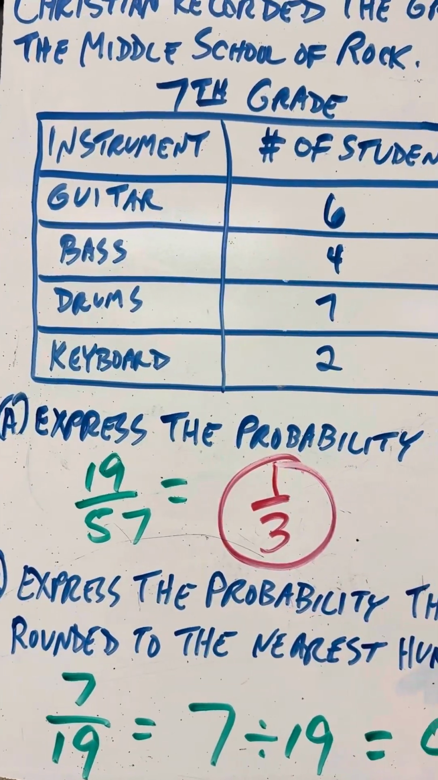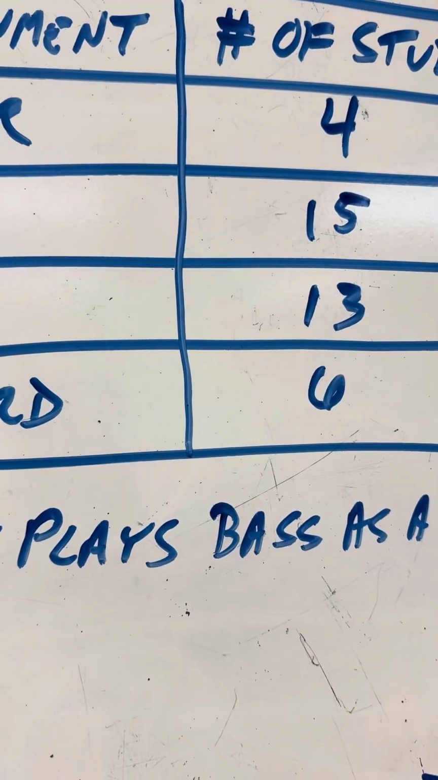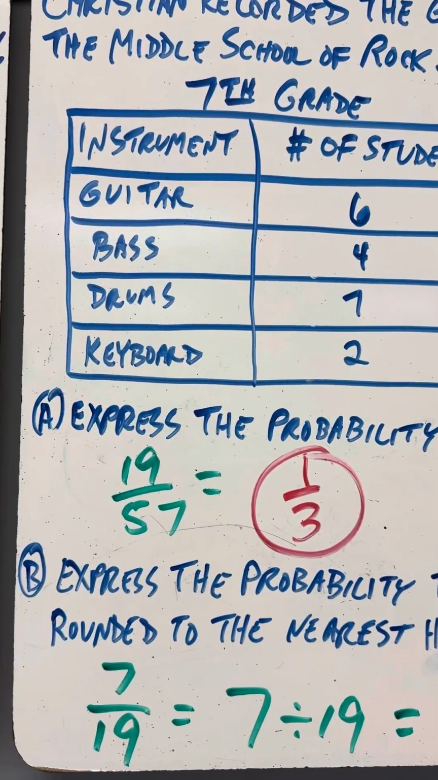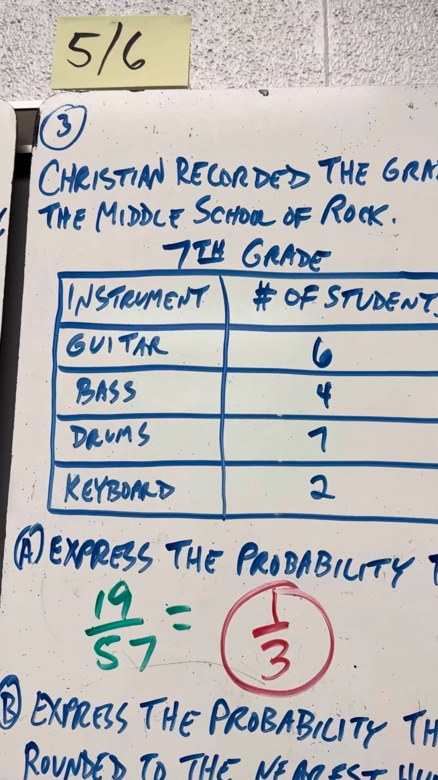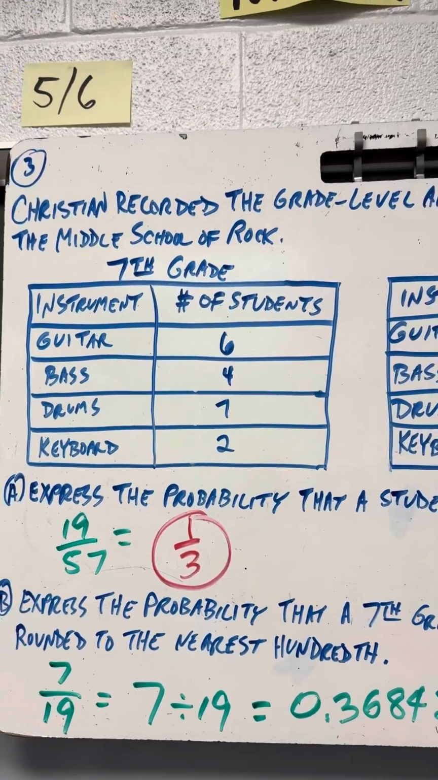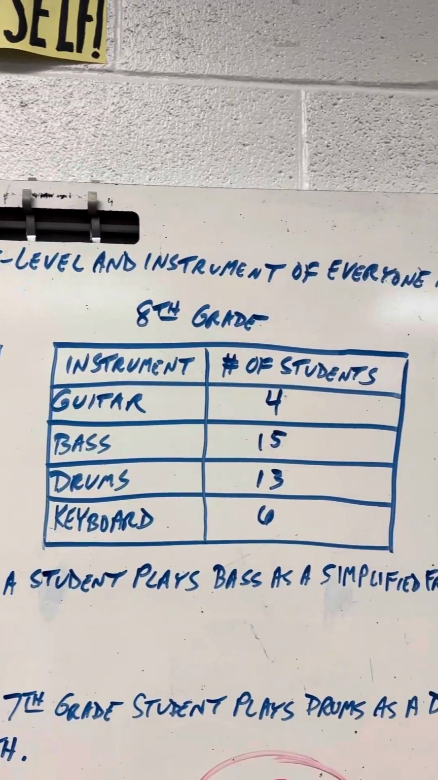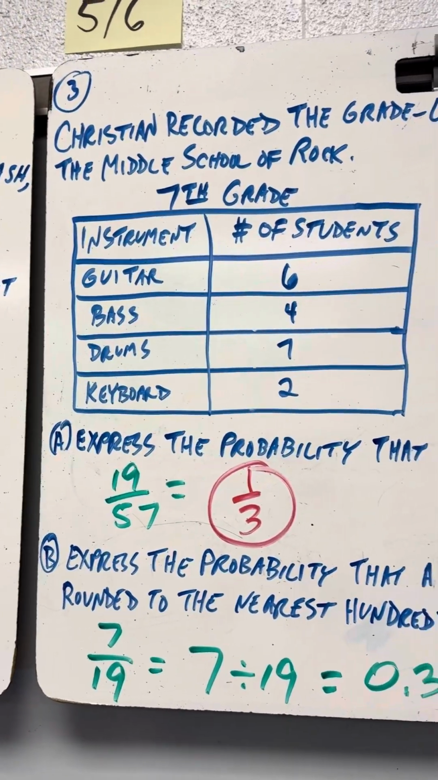So how many play bass? You take 4 plus 15 and you get 19 out of 57. But that's not a simplified fraction, you need to make that 1/3. Express the probability that a 7th grade student plays drums as a decimal rounded to the nearest hundredth.